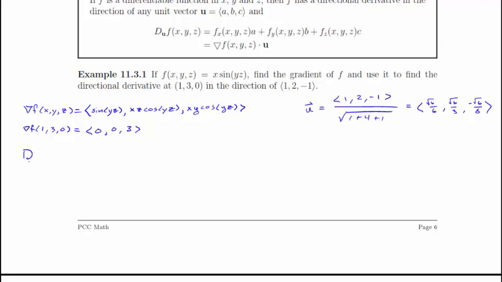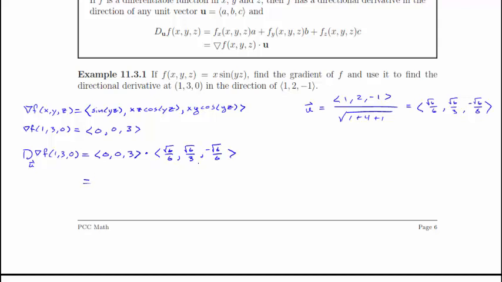Now we want the directional derivative in the direction of u at this point f of (1, 3, 0). So this is going to be the gradient of f dotted with u. The gradient of f is (0, 0, 3) at this point, dotted with the vector u, which is (root 6 over 6, root 6 over 3, negative root 6 over 6).